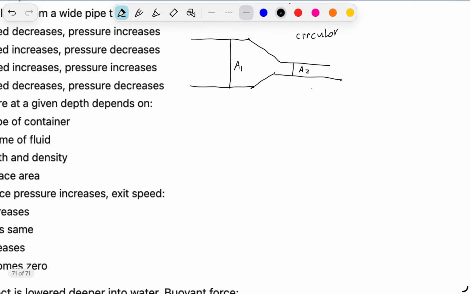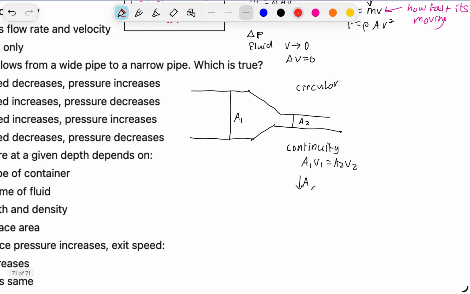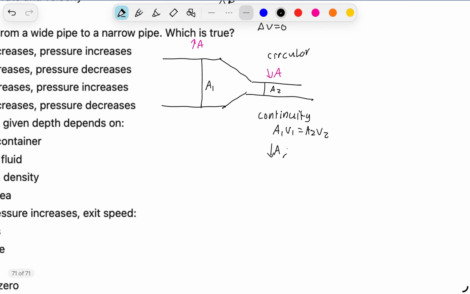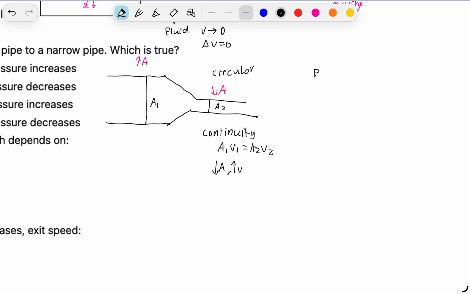Well, since we know that the water is going to flow from one area to the next, we can use continuity, which states that A1V1 is equal to A2V2. So if you decrease your area, as we go from this large section to the small section, this is a large A, this is a low A, then as you decrease your A going into the second section, you're going to have to increase your V. Now, what about Bernoulli, what we saw earlier?